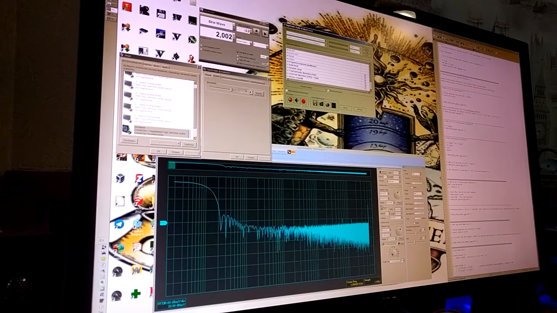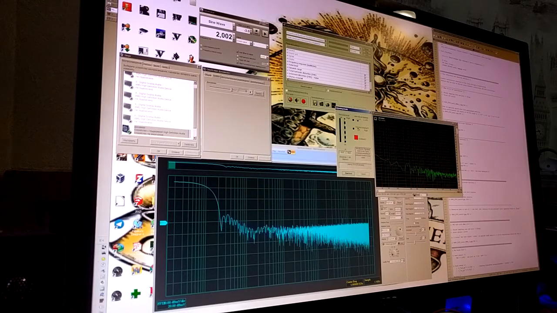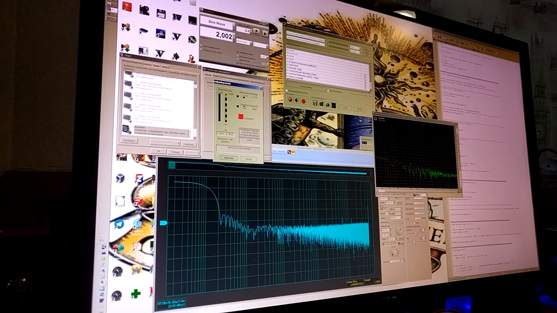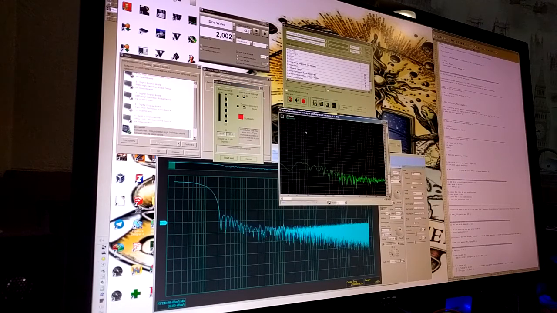testing. So the first thing I would like to do is look at the spectrum once again in this software. So here's the spectrum. At this moment I have a flat spectrum because there is no signal at the input. So let's use the signal generator, 1 kHz once again. Okay, so here is the signal.